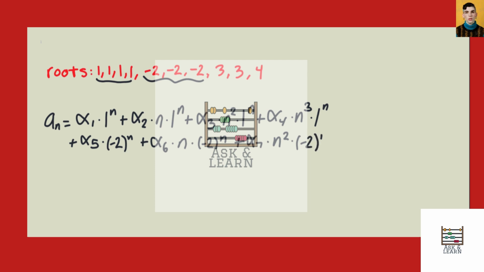And so now we'll do the threes. So we'll have alpha 8 times 3 to the n plus alpha 9 times n times 3 to the n. And lastly, this 4, and I copied that down wrong, so I should say negative 4 is our root, so plus alpha 10 times negative 4 to the power of n.